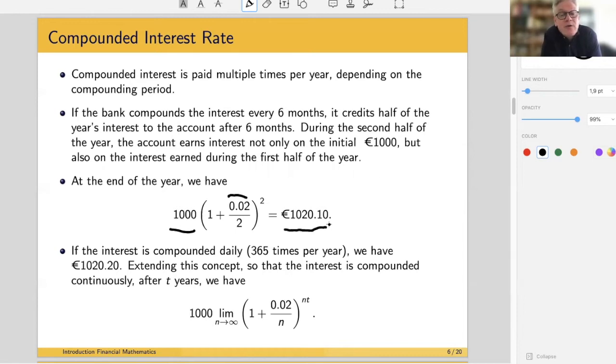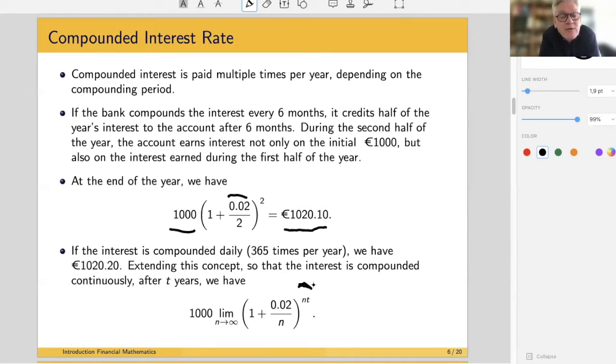Now, if the interest were compounded daily, so meaning instead of 2 times per year, it would be 365 times per year, we would get 1,020 euros and 20 cents in this case with the interest rate of 2%. And here we can, in a natural way, move from the discrete compounded interest to the continuously compounded interest by taking the limit n to infinity, having n portions of interest paid, so in n periods of time, n times t being the total time that we have here.